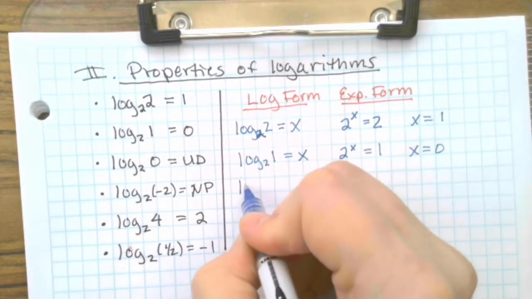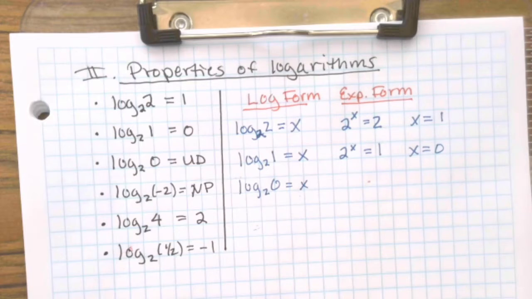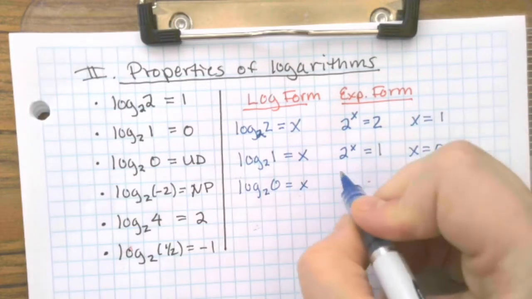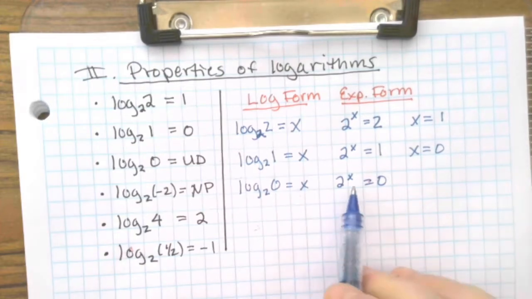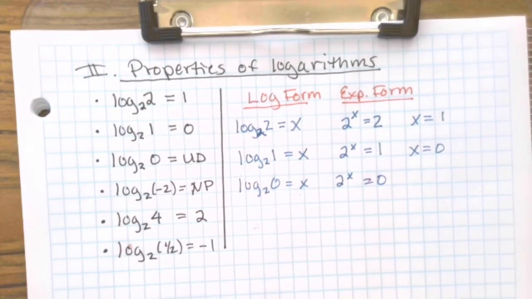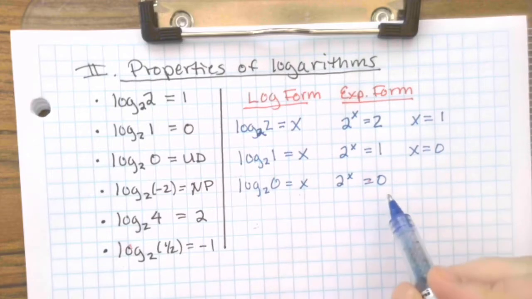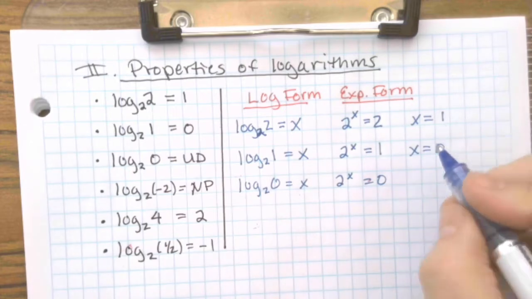All right, log base 2 of 0 equals x. Flip it into exponential form. 2 to the power of x equals 0. Now, there is no way to make a 2 a 0 unless you multiply by 0, but it's not being multiplied by 0, it's being raised to the power of x. So 2 to the x equals 0 is undefined.